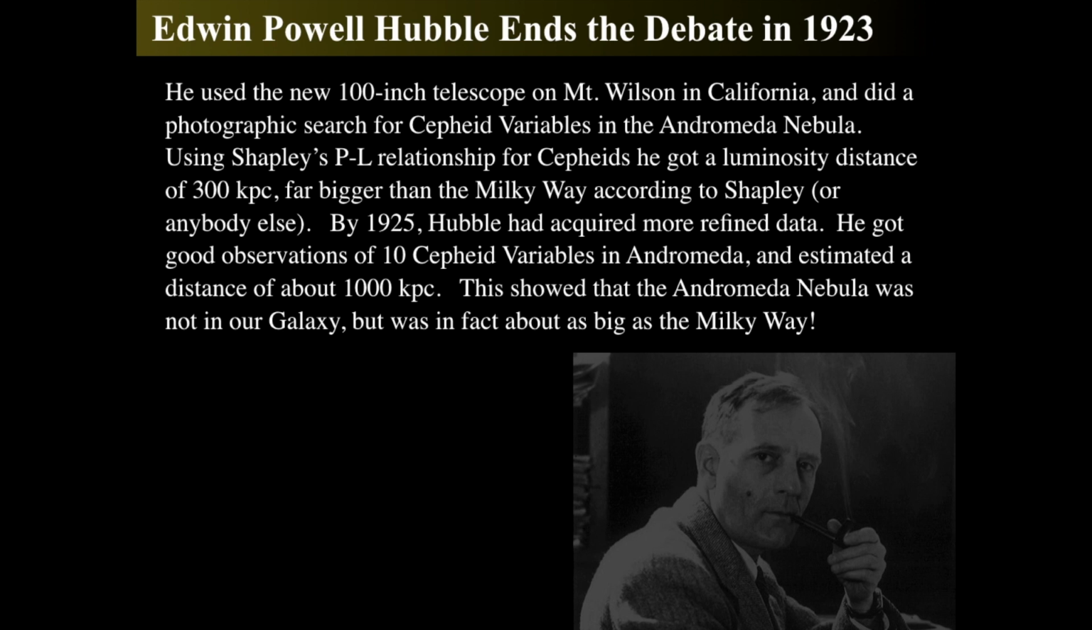And since he discovered that, he kept at it. By 1925 he got better data and even more Cepheid variables in Andromeda, and he found an even greater distance of 1,000 kiloparsecs. So he thought it was an incredibly distant object, outside our galaxy, and it must be at least as big as the Milky Way. And he ended the distance debate and ushered in a new era.